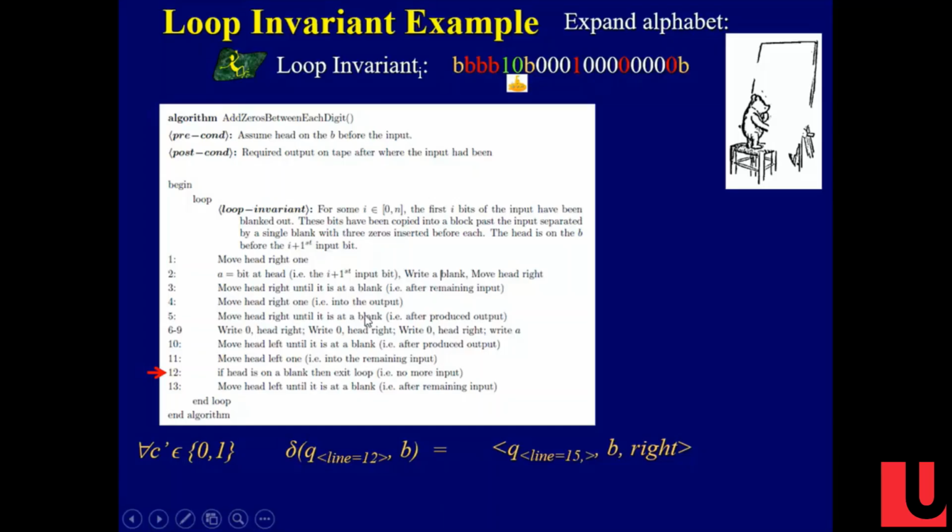Why did I move to line 15 and not exit? Because this is a subroutine, and I've got more to do. I haven't really quite told you what this whole program is. If we're now done, we could exit, but maybe there's more code after this.